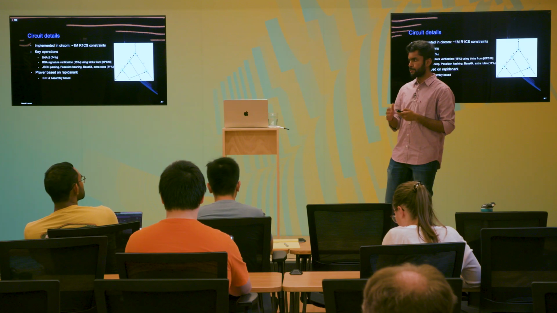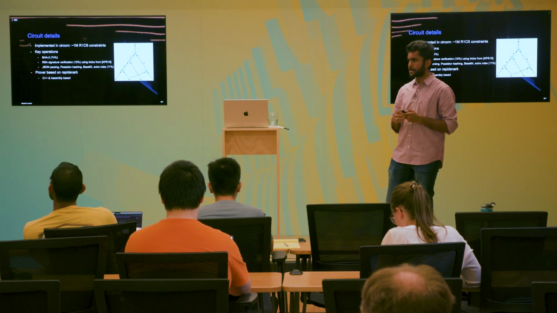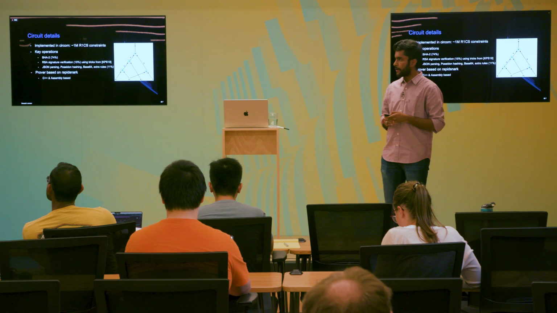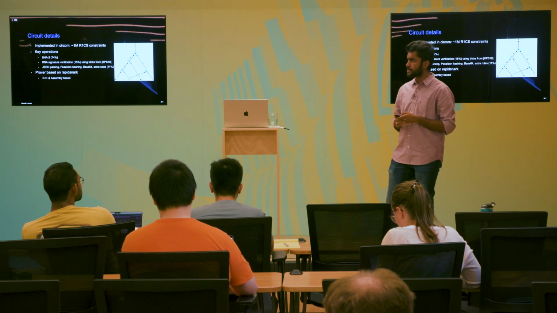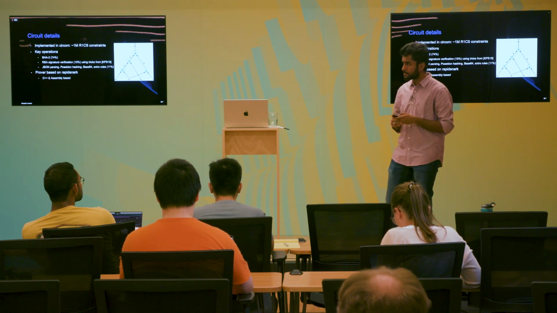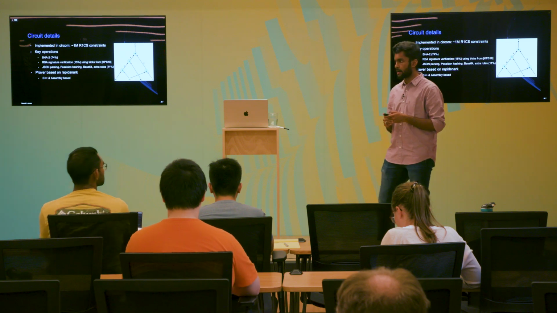I'll talk a little about some of the optimizations we did. For RSA, we borrowed tricks from existing works, and for SHA-2 we used some circuits that were already out there. The prover itself is based on RapidSnark, which uses some assembly instructions and parallelizes. RapidSnark is quite fast.